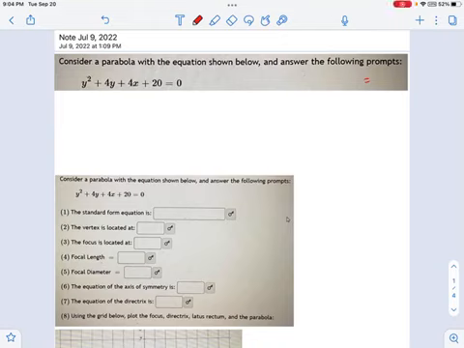We start off with a parabola that is not in standard form, and our first job is to put that equation in standard form so that using it we can find all these other things down here, the vertex, the focus, and so on. So the way you put this in standard form, first I would suggest figuring out whether this parabola opens up, down, left, right.